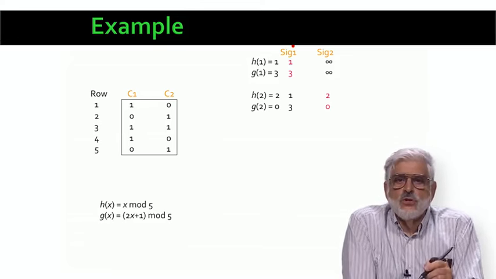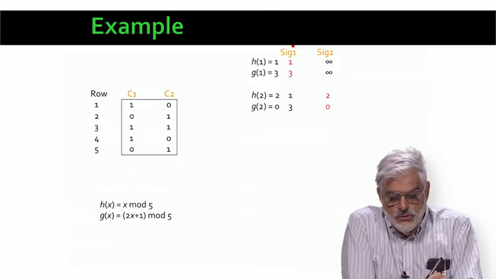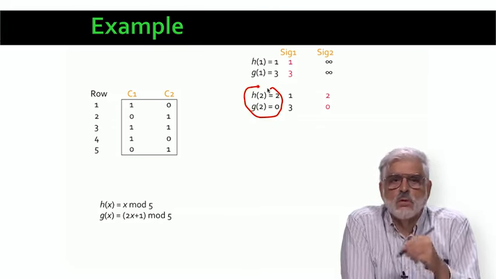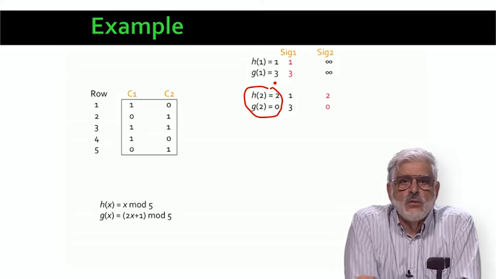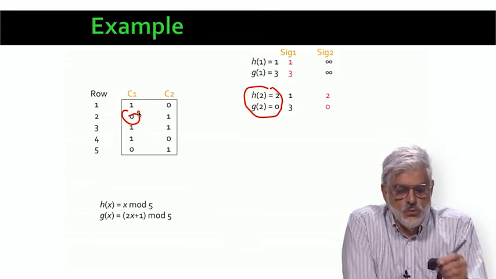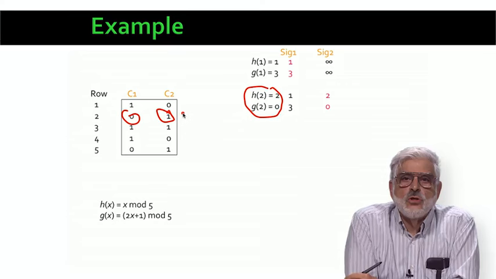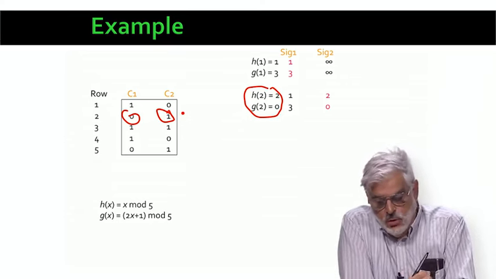Now consider the second row. h of 2 is 2, and g of 2 is 5 modulo 5, or 0. Since column 1 has 0 in the second row, we do not change its signature. But column 2 has 1 in row 2, so we replace the infinite values in its signature by 2 and 0.